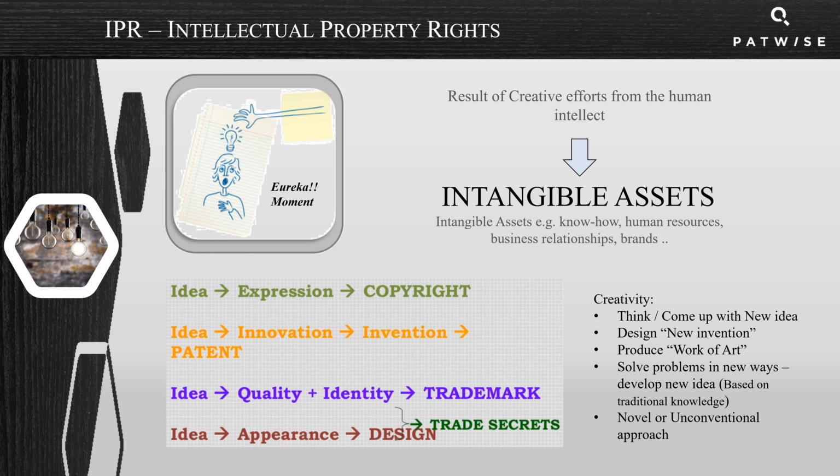For example, if one has an idea which is a form of an expression, then it is protected by copyright. If it is an idea in the form of an invention or a scientific and technological advancement, then it is protected under patent. An idea in its quality and identity for a customer to identify a brand or a service, then trademark for the protection of the brand name. An idea in its appearance for the customer to look and feel a product, then it is design application. Generally, intellectual property ideas are for new inventions in order to encourage the work of art.